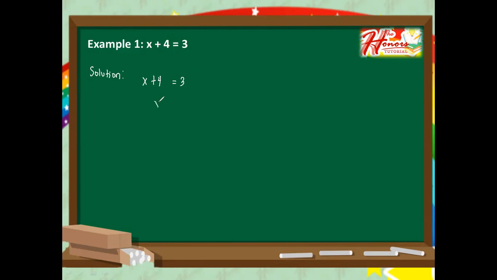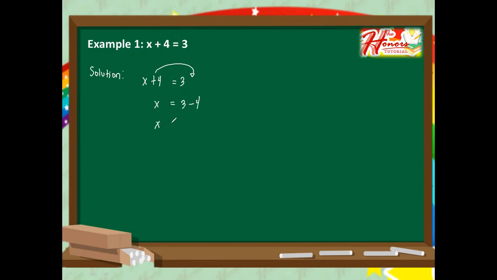So we have here x. And then what we are going to do to positive 4 is to transpose it at the right side of the equation. Then it will become negative 4 because any number or variable or terms that you are going to transpose will definitely change its sign. So if it is positive, then it will become negative. If it is negative, then it will become positive. So in this case, positive 4 will become negative 4.